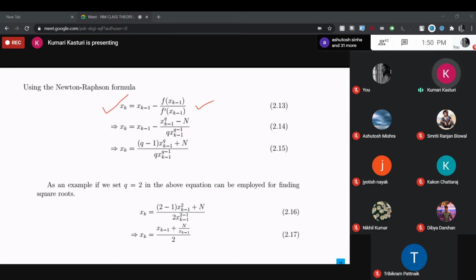Whenever we rearrange this equation, we can rewrite it in the form xk is equal to (q minus 1) into xk minus 1 to the power q plus n, divided by q into xk minus 1 to the power q minus 1. Up to this one, write down. Then we will see.